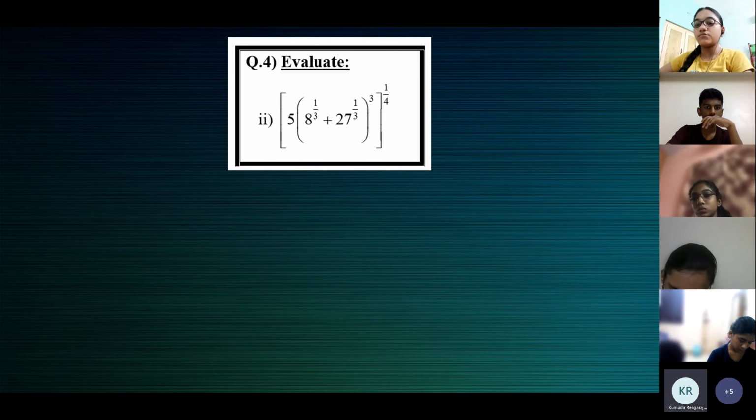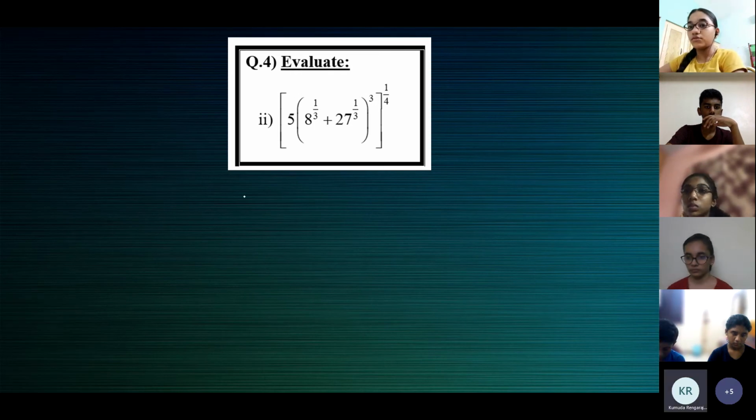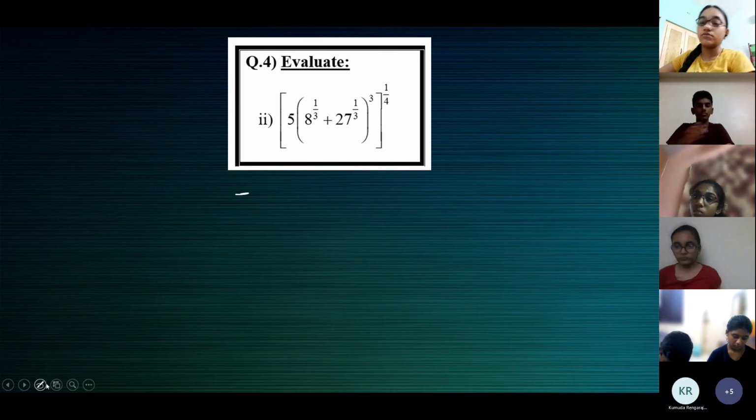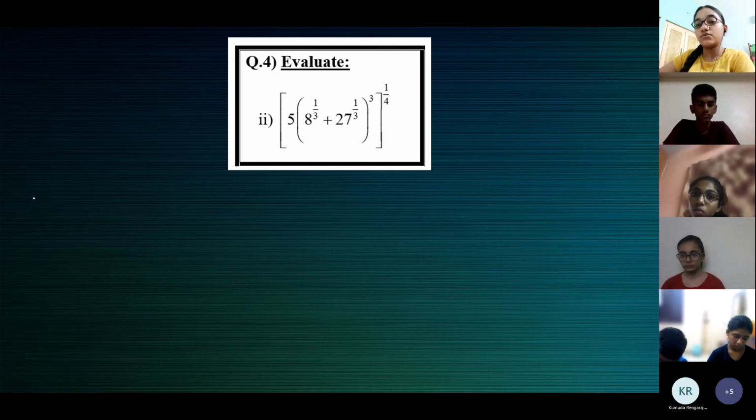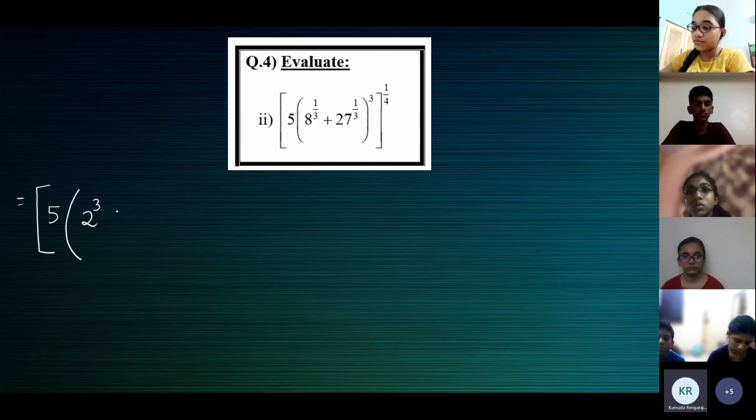So we must start simplifying from the innermost bracket. So see here, I'm writing the square bracket as it is. I'm writing that 5 as it is. Here, I'm writing 8 as 2 cubed because you all know that 8 is 2 cubed. And there's already a power 1 by 3. So it will be into 1 by 3.